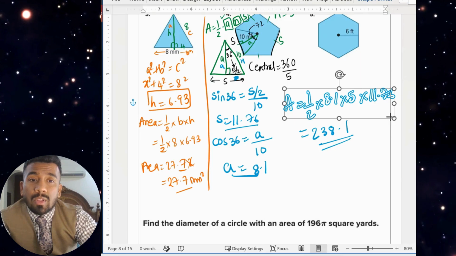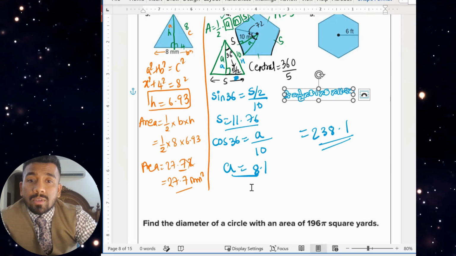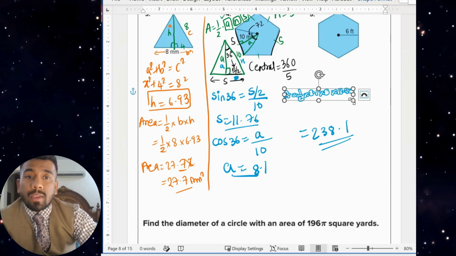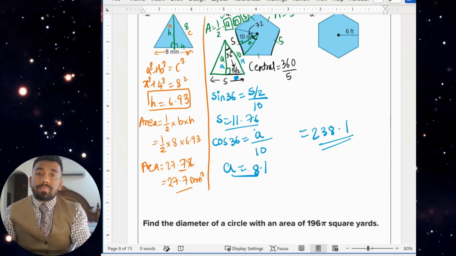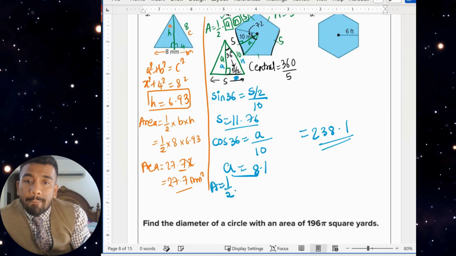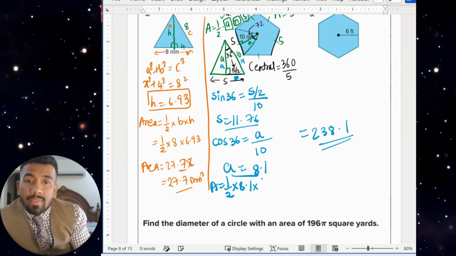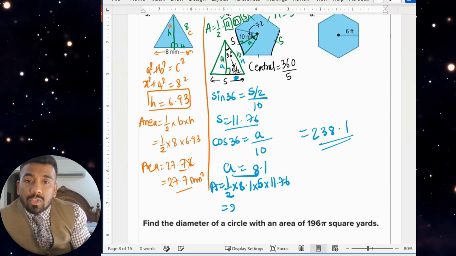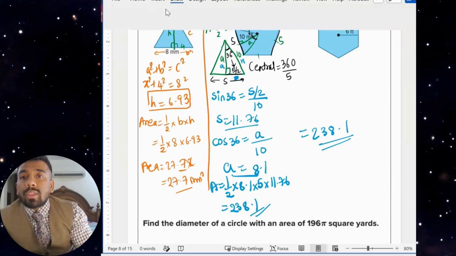Let me make this small and put it over here. Okay, instead of doing this, I'll just write it down again. So what was this? The area was half A times N times S, that is 8.1 times 5 times 11.76, and the answer was 238.1. Okay, now let's go to the next question.